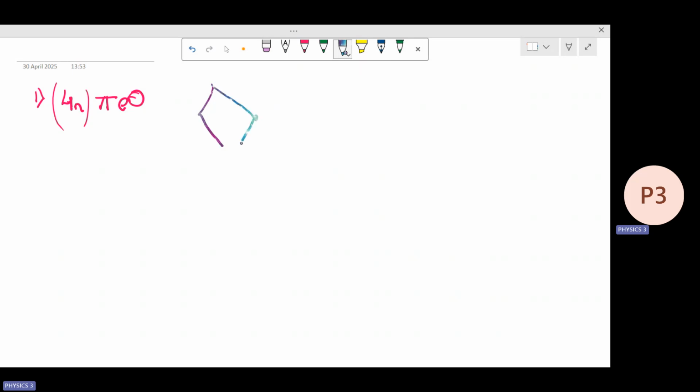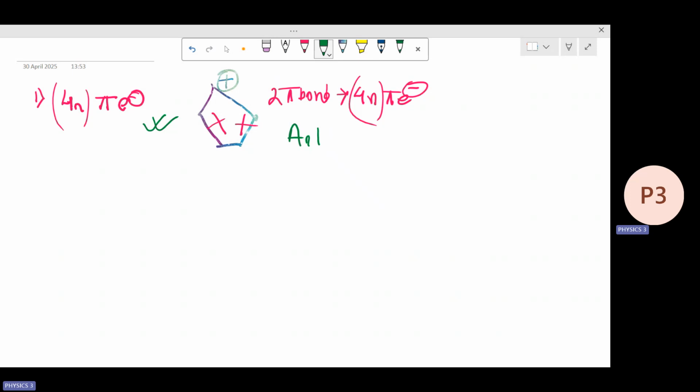This compound, if we see, it has a positive charge over here. Having a positive charge and 2 pi bonds, it can undergo resonance, and it also has 4n pi electrons because of the 2 pi bonds. And there is continuous conjugation. So henceforth, we can consider that this molecule is anti-aromatic in nature.